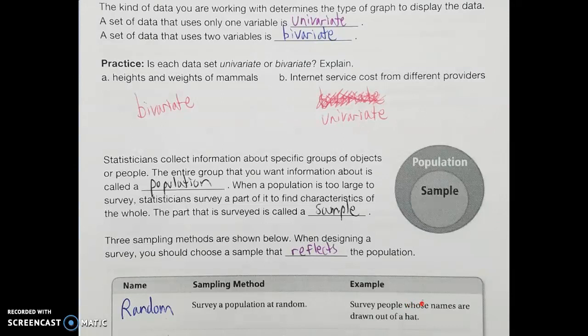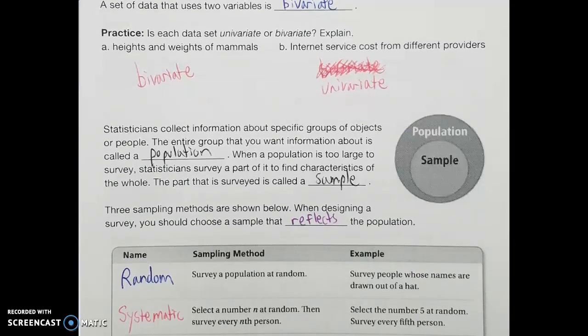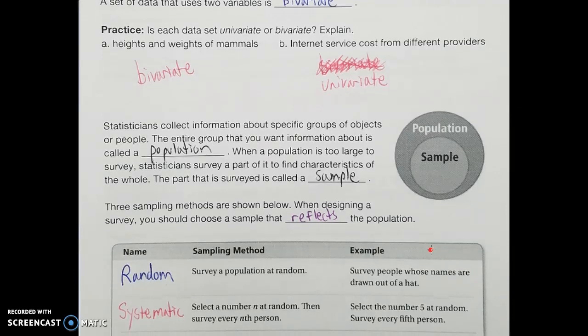So an example of that would be to survey people whose names you draw out of a hat. That's a way to randomize it. Another type of sampling is systematic. That's selecting a number n at random, then surveying every nth person. For example, if I just choose the number 5 randomly, I'm just going to pick every 5th person that I see in a group.